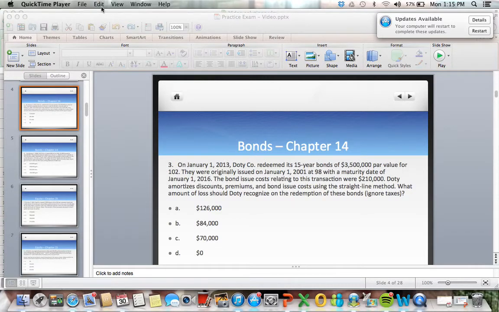Moving on with question 3, we're still doing bonds here in chapter 14. And this one is on January 1, 2013, Dottie Company redeemed its 15-year bonds of 3.5 million par value for 102. They were originally issued on Jan 1 at 98 and maturing on Jan 2016. The bond issue costs were $210,000 and the amortization is with straight line. So what is the amount of loss that Dottie should recognize on the redemption of these bonds?